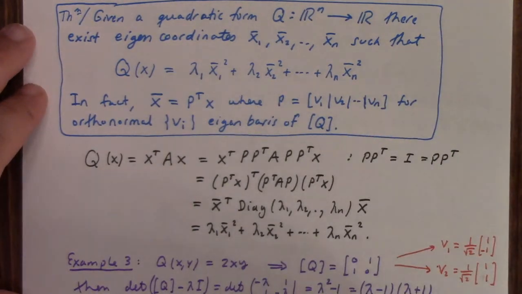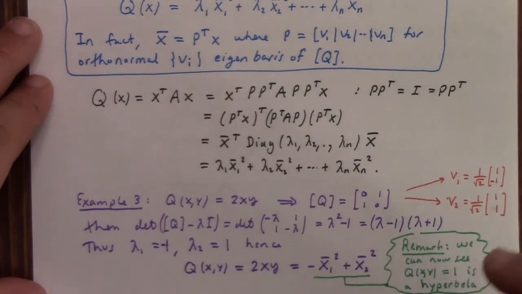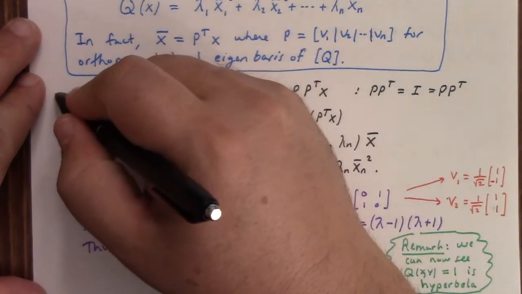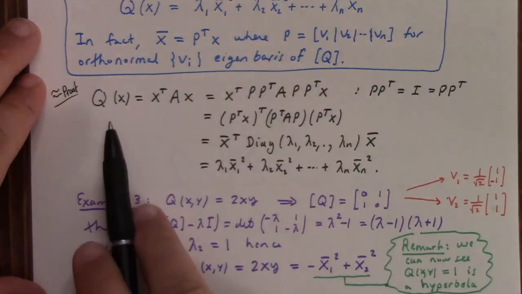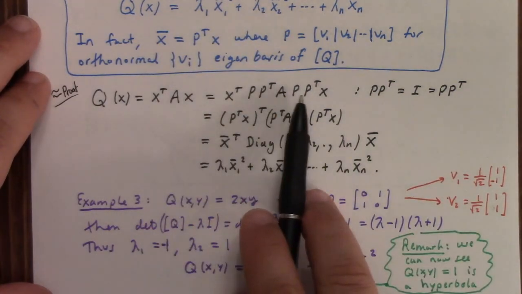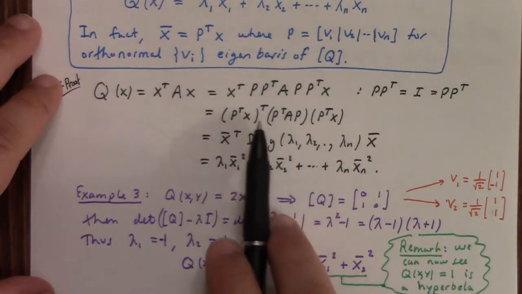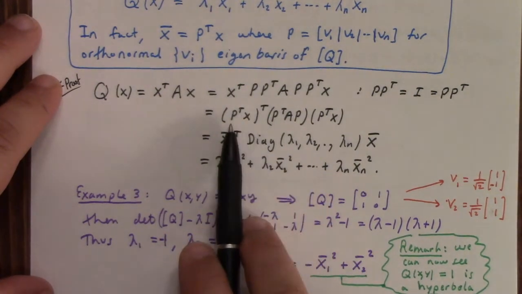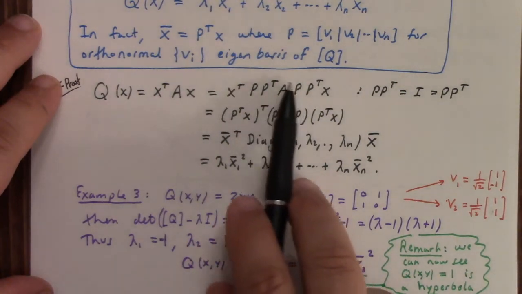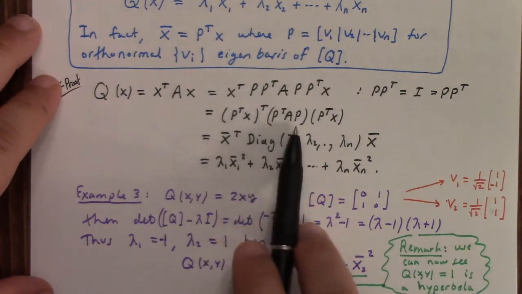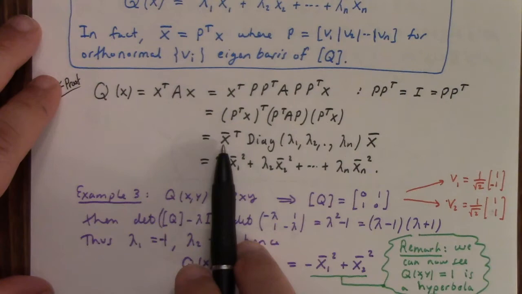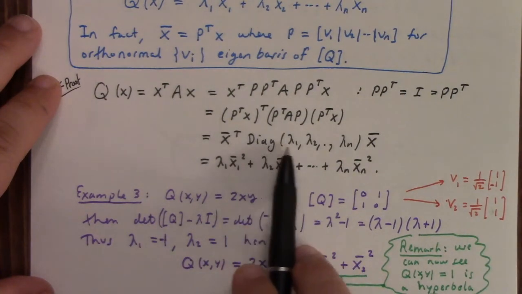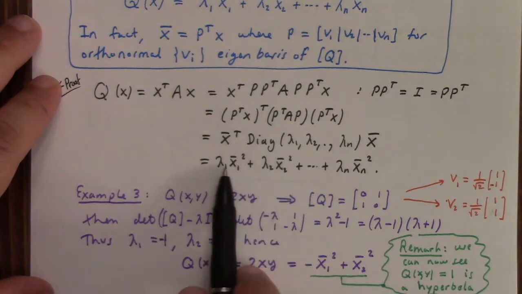Here's a proof of the theorem, essentially. It's not quite a proof, it's part of the proof, so I guess I could say approximate proof. Q of x is this, but then we can put in the identity matrix and the identity matrix like that. And then by the property of transpose, this is P transpose x transpose times, well, no, this is just associativity of matrix multiplication there, P transpose x. But P transpose x is x bar, and this is x bar transpose. And P transpose AP is just the diagonal with the eigenvalues, and that is straight up that formula.